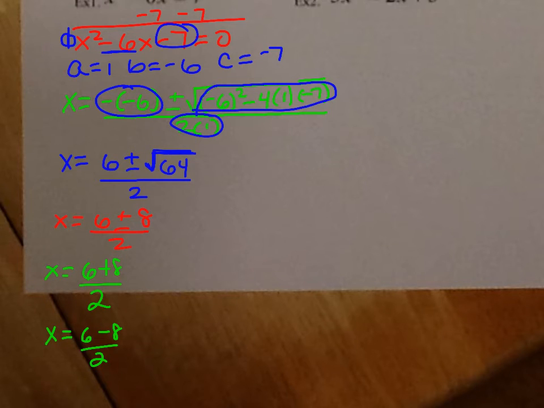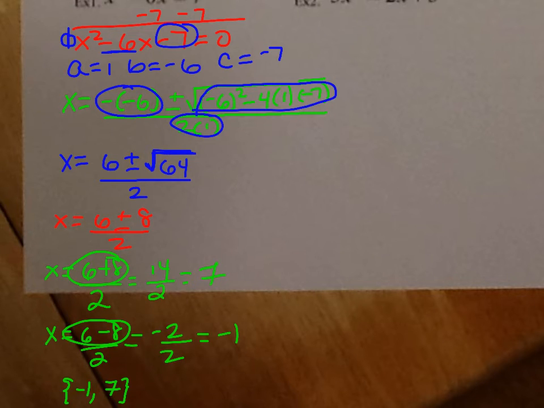You have to actually simplify these and finish them. So we have 6 plus 8 is 14 over 2, which is 7. So that's one of your solutions. 6 minus 8 is negative 2 over 2, which is negative 1. So my solutions are negative 1 and 7. You don't have to write it in brackets, but those are the two solutions.